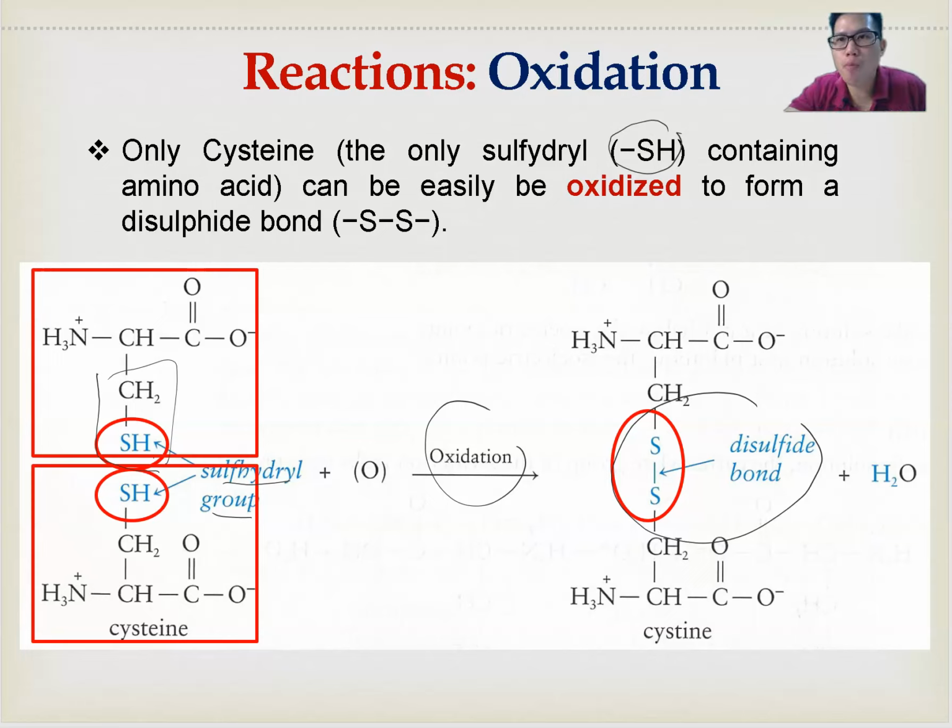This disulfide bond is a covalent bond, which means that once it's formed, it's not easily broken. Later on you will see that it's very important for stabilizing the tertiary structure, because it's a covalent bond and not easily broken. You can use it to hold the tertiary structure.